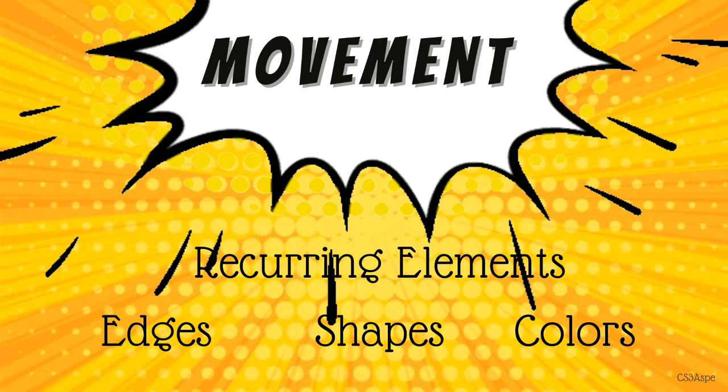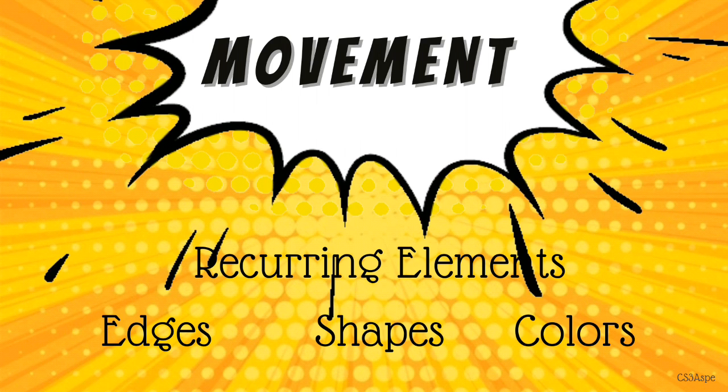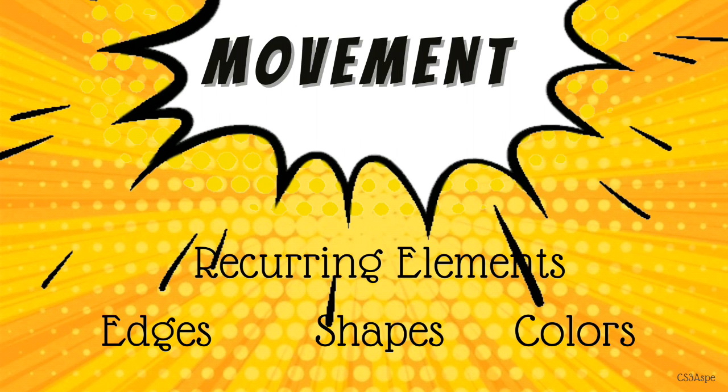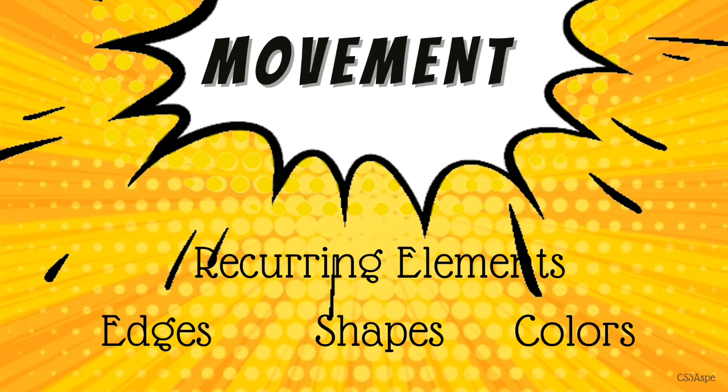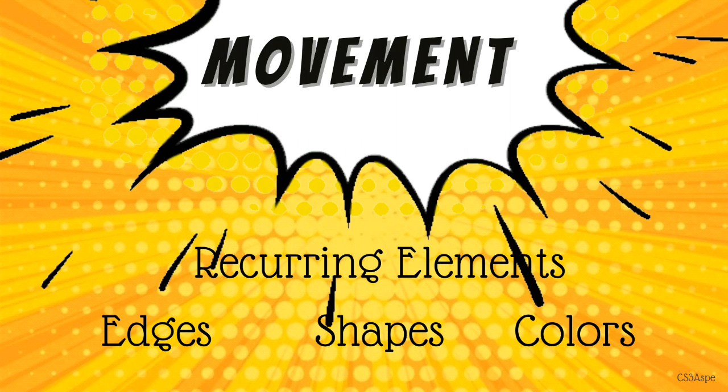In movement, recurring elements are used to direct the eye through the image. The way the elements are organized leads the eye to the focal point. The eye can be directed, for example, along edges by means of shapes and colors.